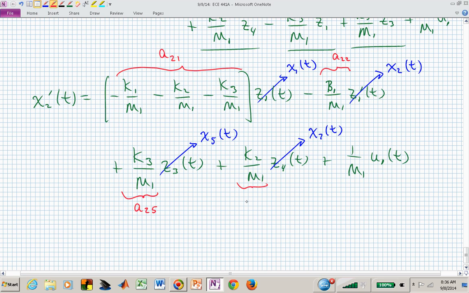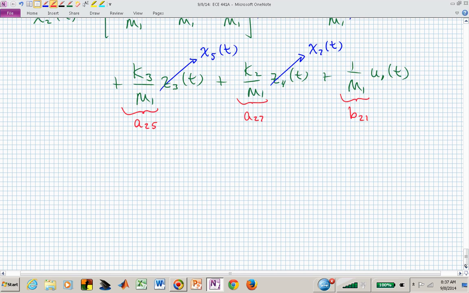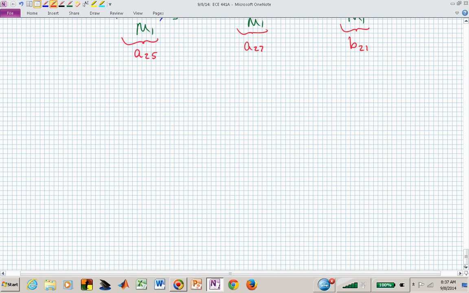This one, A27. This guy, 1 over M1. If we said mass 1 was 1, that's just 1. That's in the input matrix, second row, first column. Which means we can now put in another row in each of our system matrix and the input matrix.